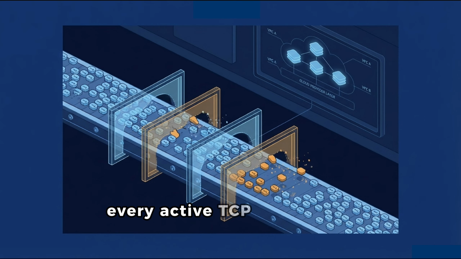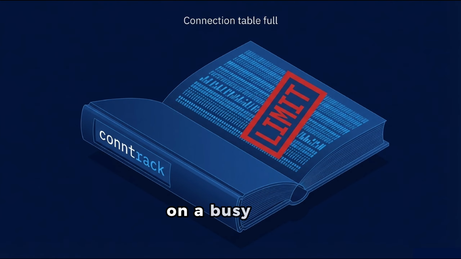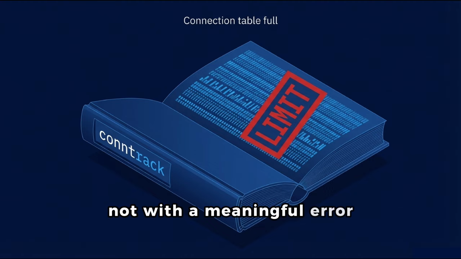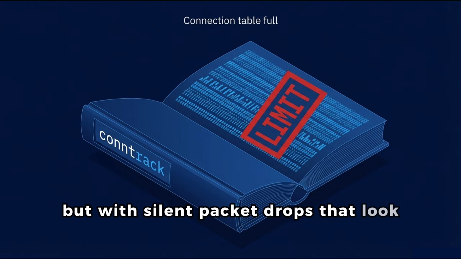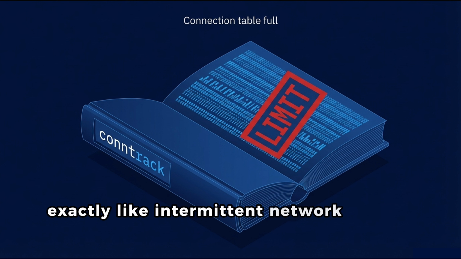Every active TCP connection has an entry in the conntrack table. The table has a maximum size. On a busy host running many containers with many concurrent connections, that table fills up. When it fills up, new connection attempts fail, not with a meaningful error, but with silent packet drops that look, from your application's perspective, exactly like intermittent network failures.